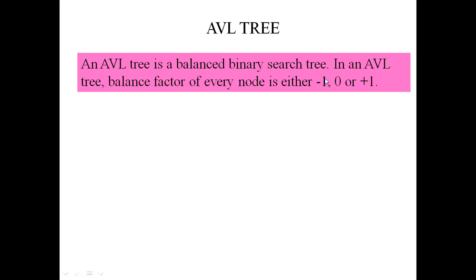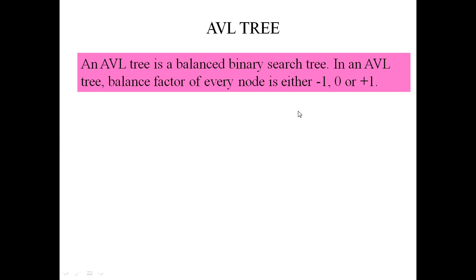So how can we define this balanced tree? A balanced tree is a rooted tree where each subtree of the root has an equal number of nodes, as in a complete binary tree. In an AVL tree, the balance factor of every node is either -1, 0 or +1. To see the balance of the tree, in each node we'll have to calculate this balance factor.